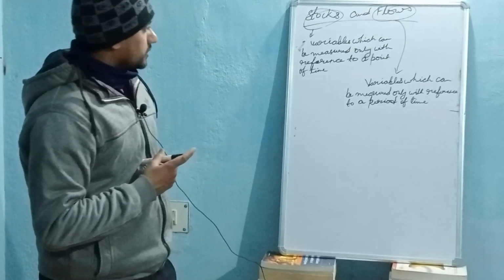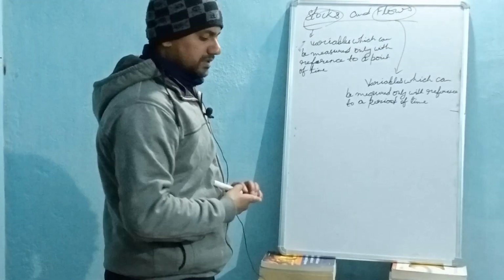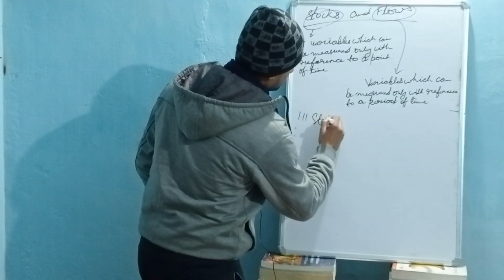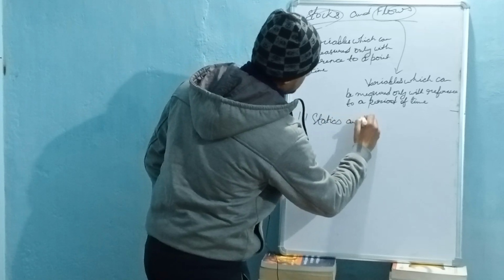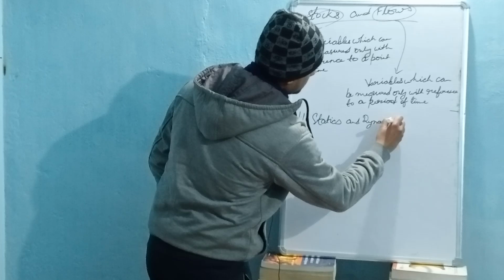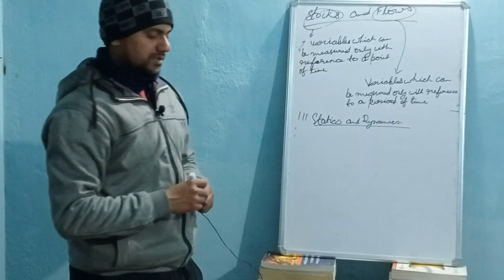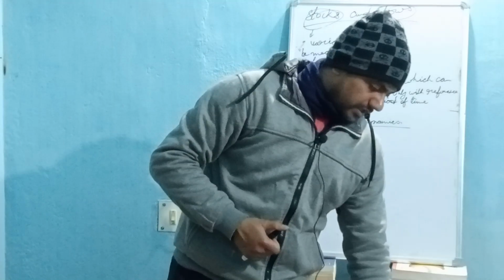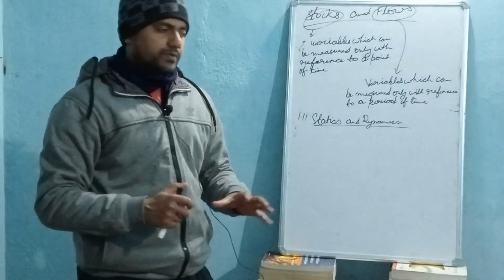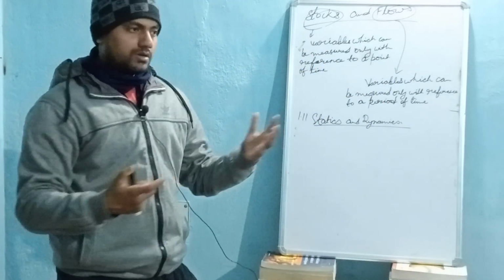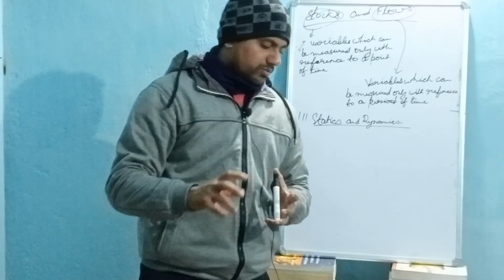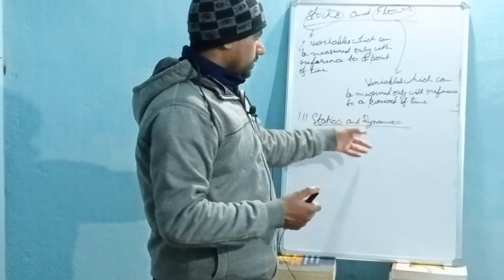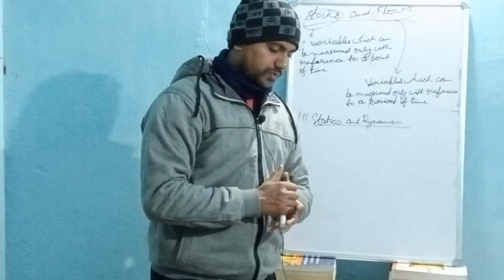Okay, then the next one is given as statics and dynamics. So what are statics and dynamics? Here we are talking about different models, economic models. An economic model is static in which case, and an economic model is dynamic in which case. That's what I'm going to explain here.